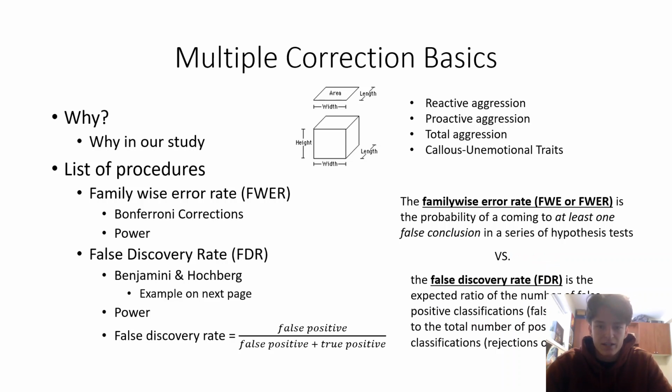So another option is to correct for the false discovery rate. In contrast, whereas the family-wise error rate is the probability of coming to at least one false conclusion in all of your tests, the false discovery rate is the expected proportion of false positives among your positive tests, if that distinction makes sense. An example of how you would correct for the false discovery rate is the Benjamini and Hochberg procedure. A positive of this is that it's much more powerful than the family-wise error rate procedures, so you're less likely to commit a type 2 error.